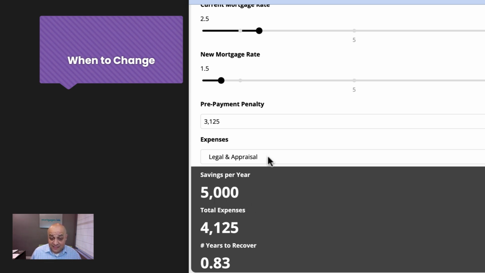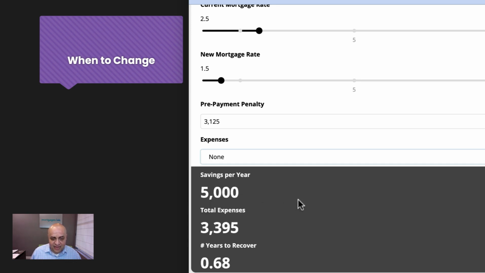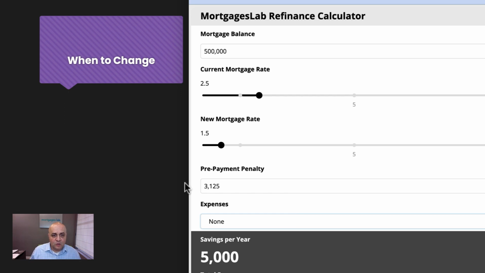Okay, there's sometimes in these type of scenarios where you don't have to pay for legal appraisal, so none of them happens. So it's even faster. If you see here, the total expenses will drop just to your penalty, and the years to recover will be 0.63. In the past, lenders used to pay for penalties, but because of the structure of how the capital markets work right now, I don't see any lenders paying for any type of penalties. They prefer to let you go, and you can get lots of savings with the right situation. So this is an example of switching from a variable to another variable.